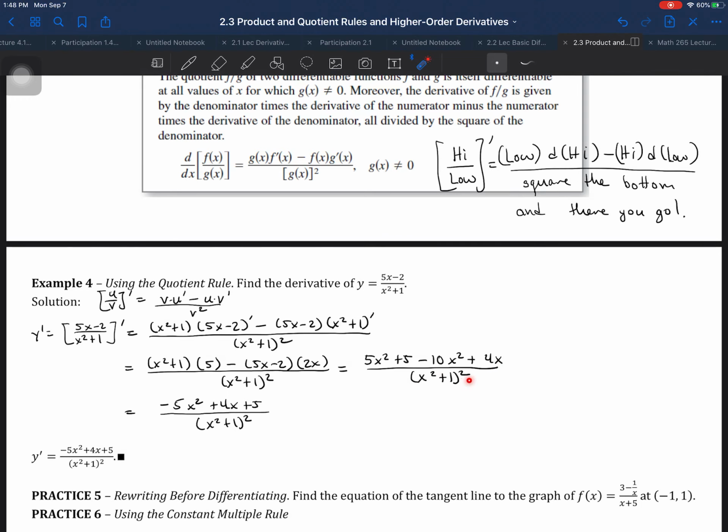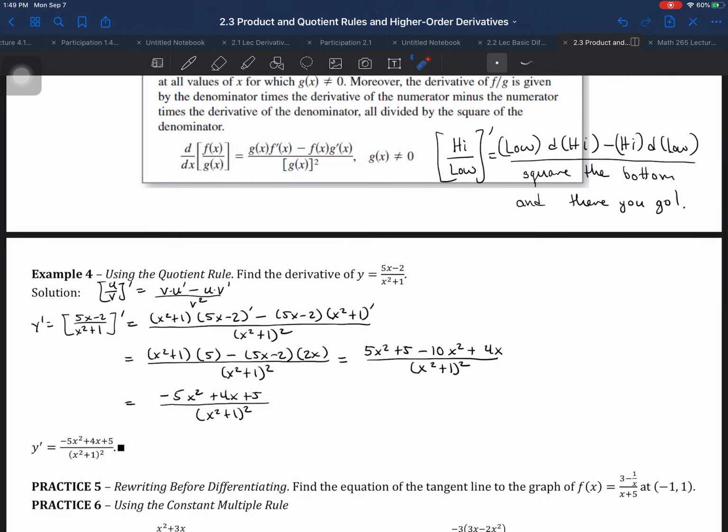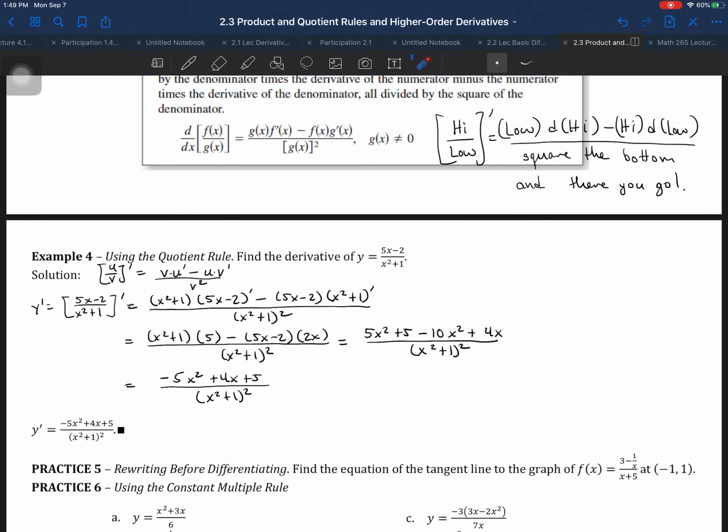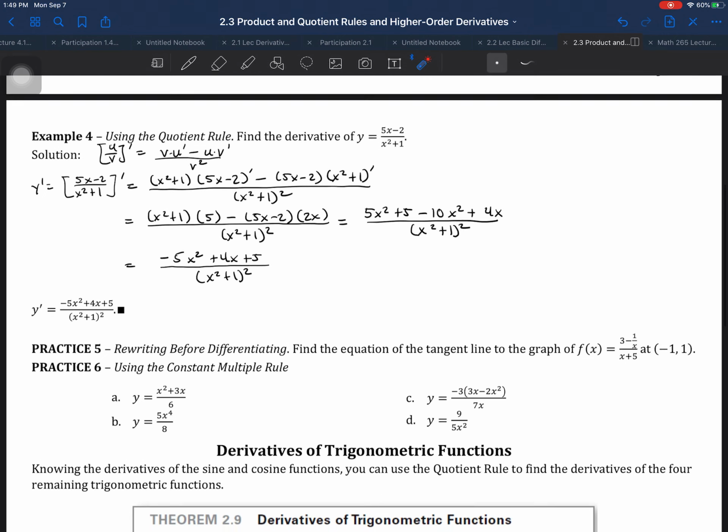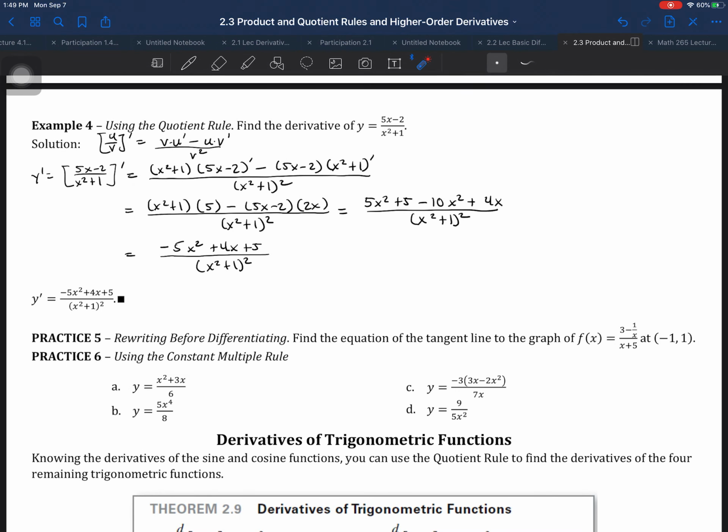Now please do not expand this. It is assumed, and we usually never expand it; it's better to leave it like that. Then we simplify by combining like terms. 5x squared minus 10x squared gives us negative 5x squared, followed by the 4x, followed by a 5. And there you go, that's pretty much it. So we found the derivative using the quotient rule.